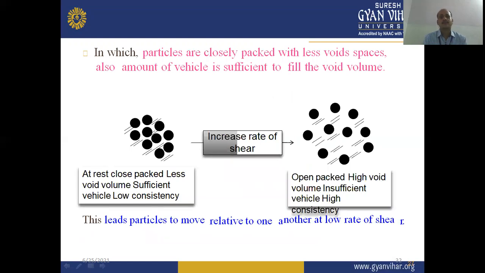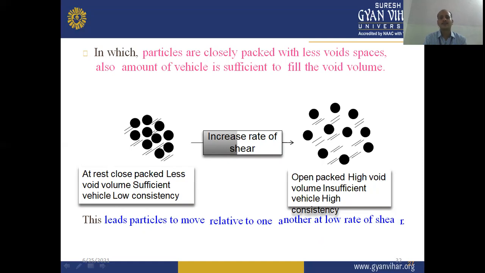in which particles are closely packed with less void space. Also, the amount of vehicle is sufficient to fill the void volume. So in the resting condition, the system is closely packed, there is less void volume, and the vehicle is in sufficient concentration, and the viscosity or consistency is low. After an increase in the rate of shear, the closely packed system will convert into an open packing system.